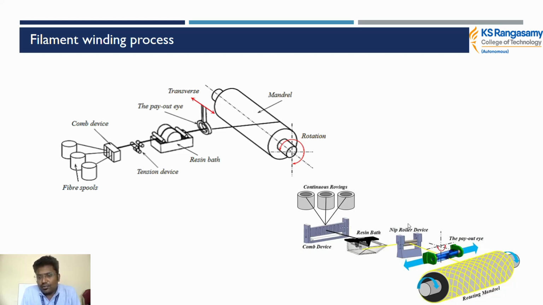So this is another three-dimensional view of the filament winding process. This is the rotating mandrel. These are the methods for manufacturing composite material by the filament winding process.